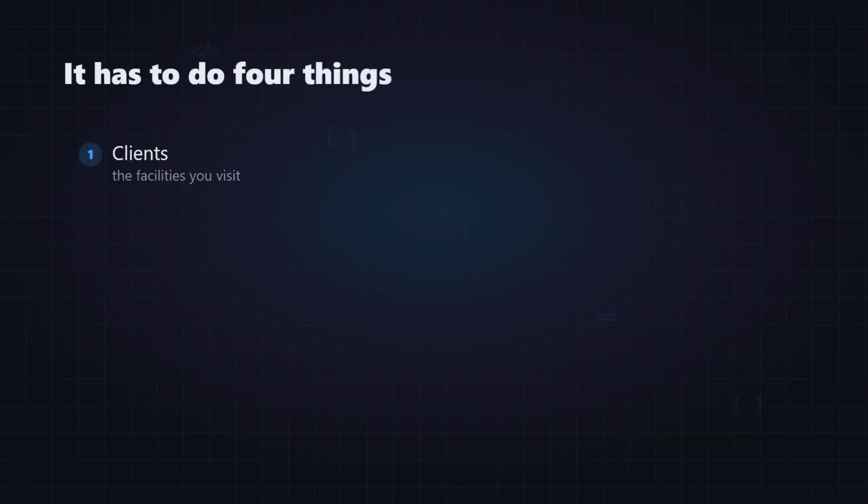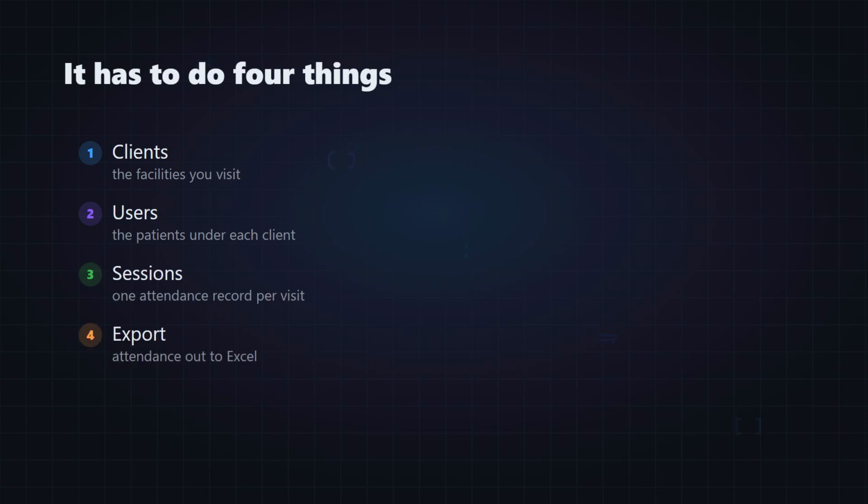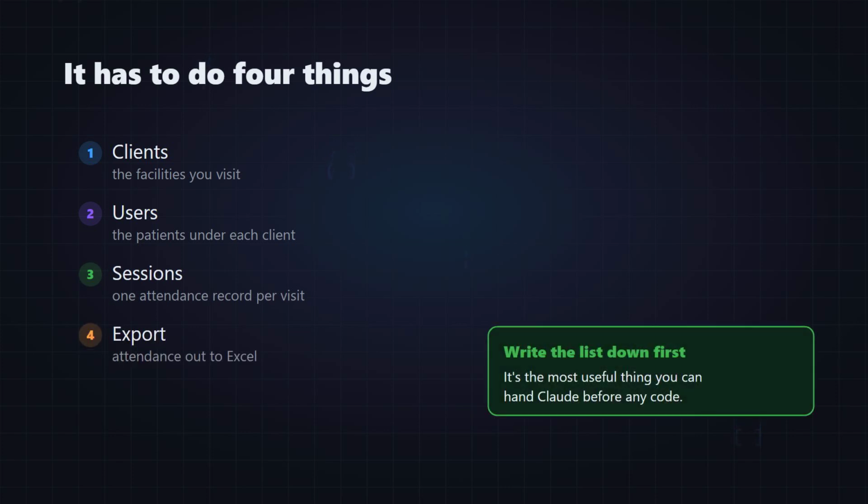Boiled right down, the app has to do 4 things. Keep a list of clients, which are the facilities you visit. Under each client, keep a list of the users, the patients you actually see. Record an attendance session for each visit, and export that attendance to Excel so it can be shared. Four things. Hold on to that, because a tight, honest list of requirements is the single most useful thing you can hand to Claude before you write a line of code.